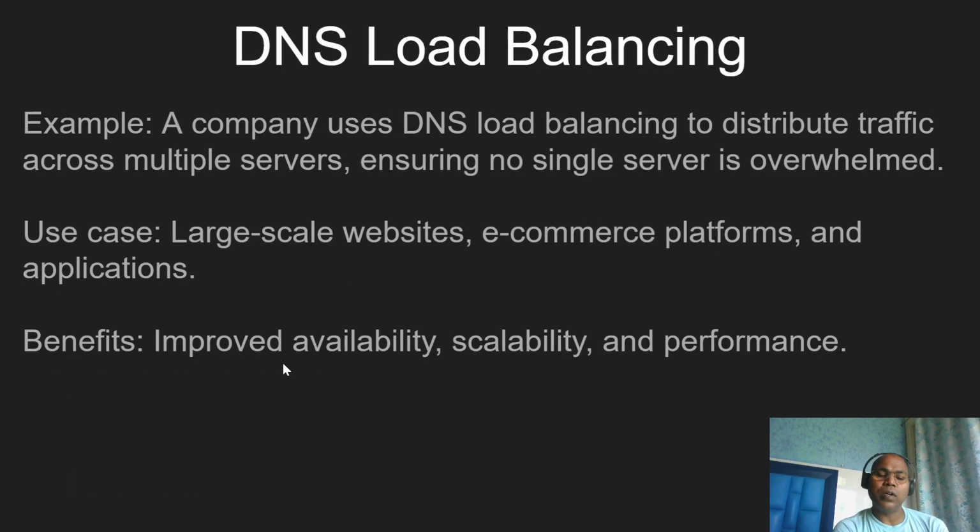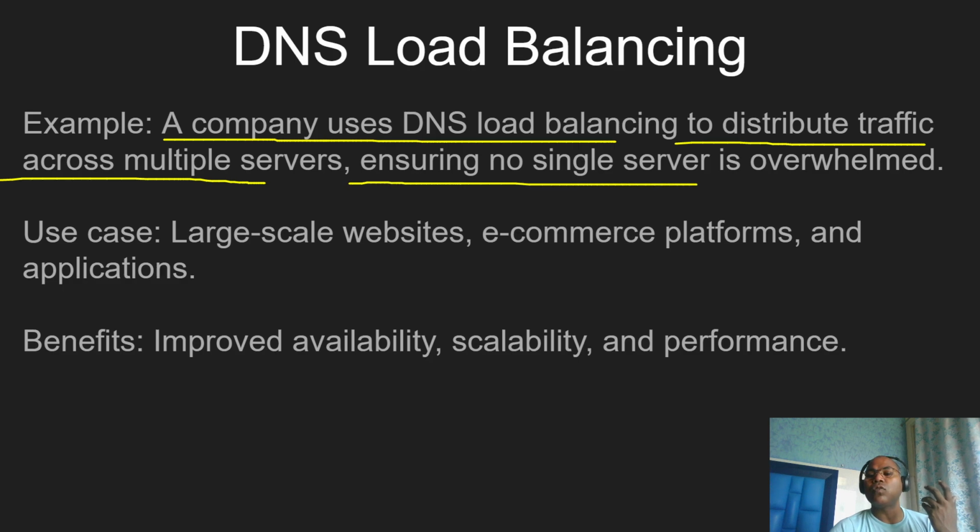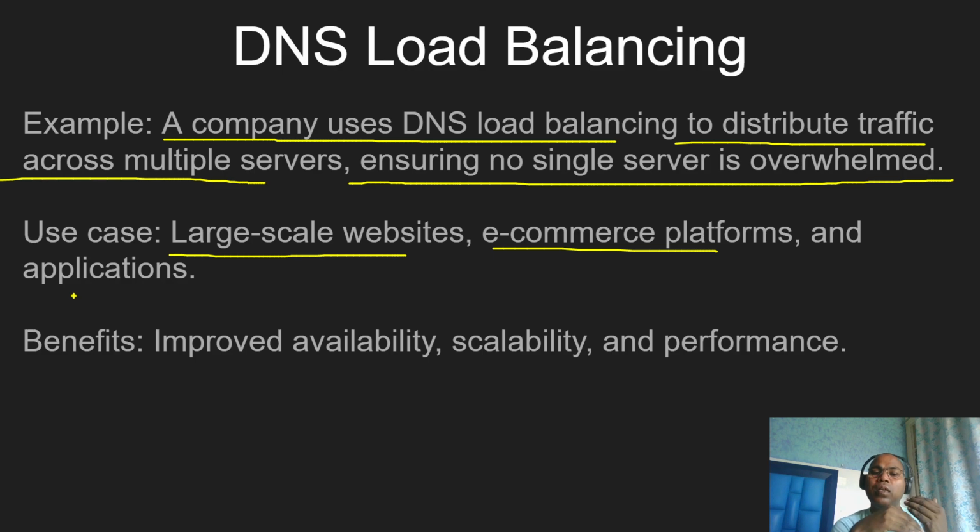Sometimes companies use DNS as load balancing to distribute traffic across multiple servers, ensuring no single server is overwhelmed. Let's say a company has different domain names like google.com, google.co, google.co.in. At the top level, we can distribute the user traffic to different servers. Generally, large-scale websites and e-commerce platforms use DNS-level load balancing instead of only the actual application-level load balancer. So this will improve your system performance and availability as well, right?